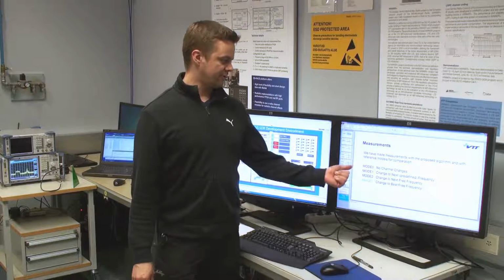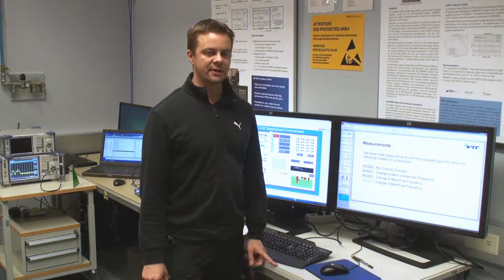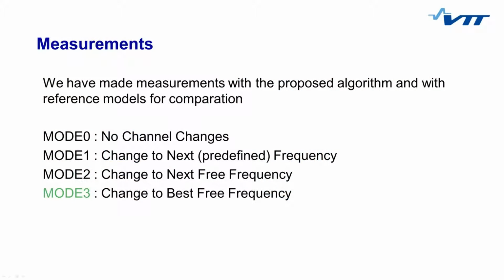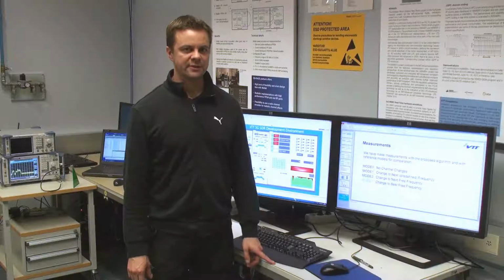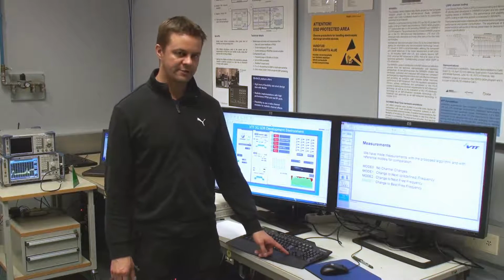So mode 0, where we are not changing channel at all. Then we have mode 1, where we change to the next predefined frequency whenever interference occurs. Then we have mode 2, where we always change to the next frequency. And finally our own method that is able to select the best frequency among available ones.